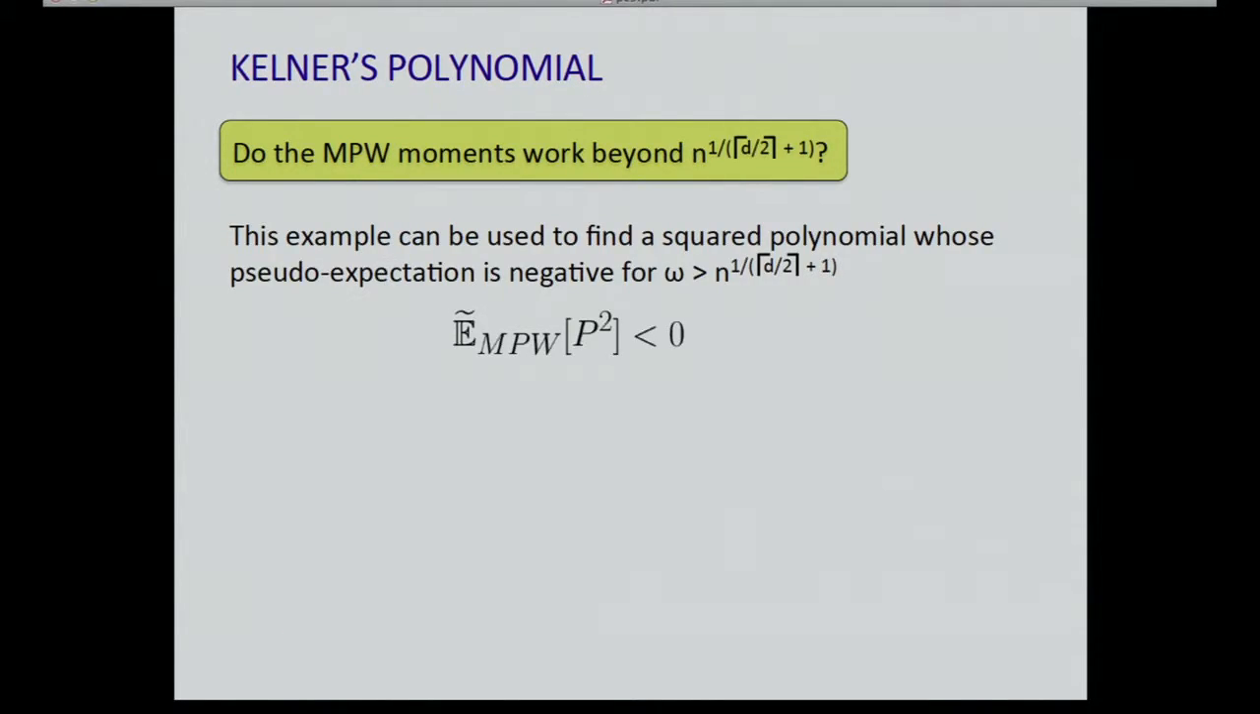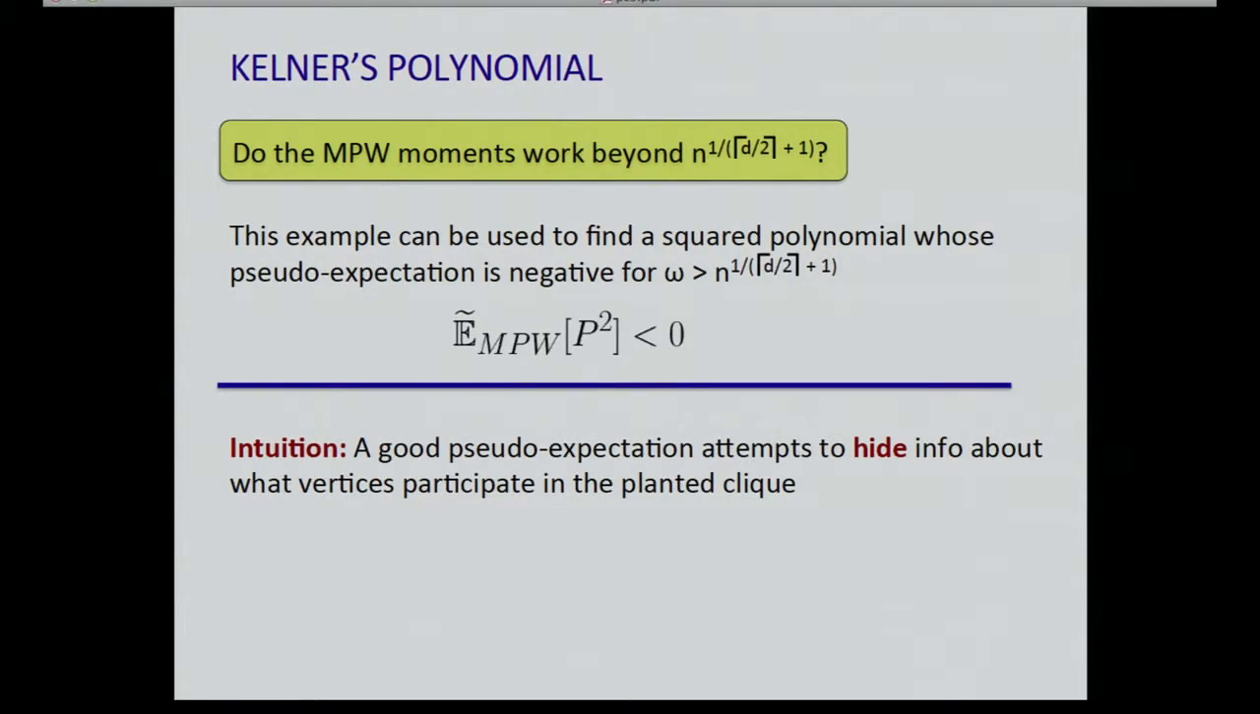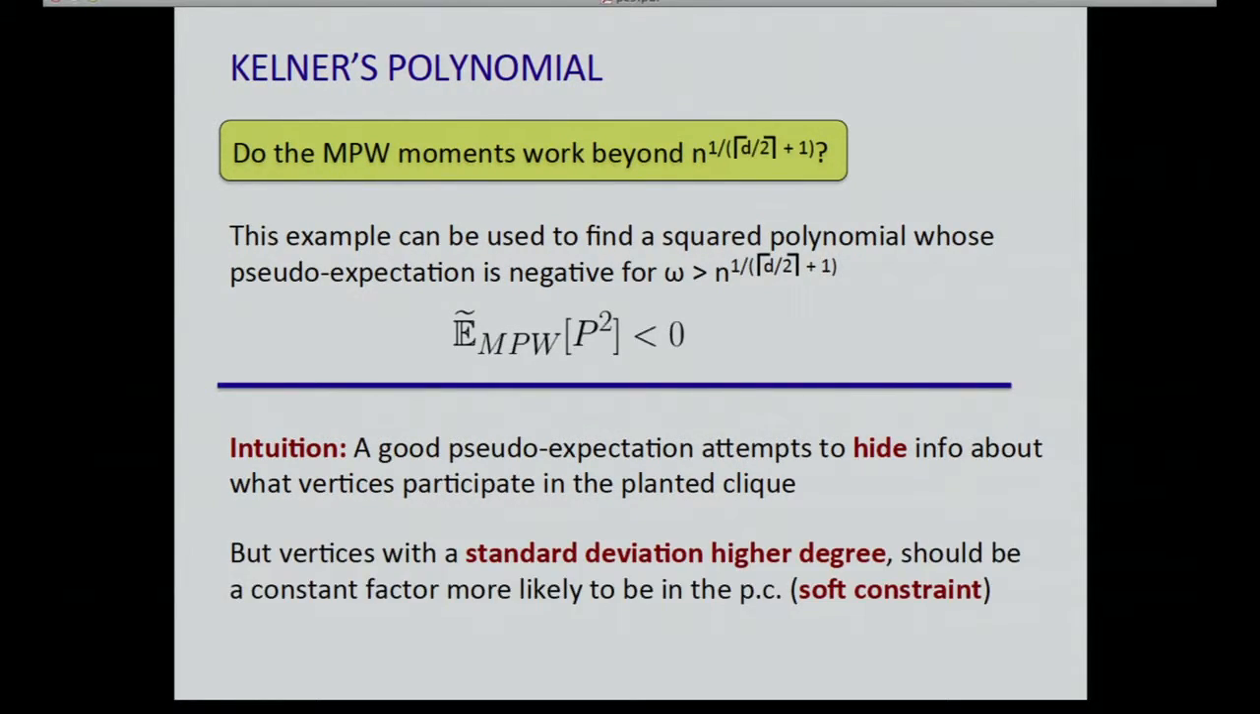So in fact, what this can do is you can massage this into an actual violation of those pseudo moments. You can actually use that example to construct an explicit polynomial whose pseudo expectation really is negative, so SOS wouldn't actually be fooled beyond this. And the intuition behind this, which is now we finally get to the notion of pseudo-calibration, is that we were trying to be too aggressive, actually. So a good pseudo expectation is trying to behave like an expectation, and it's trying to hide information about what vertices actually participate in the planted clique, and it's trying to do so to convince you that you've learned nothing about which vertices do and which vertices don't.